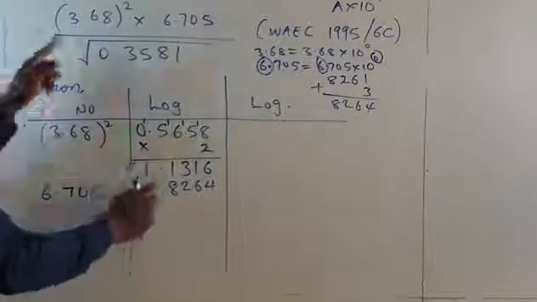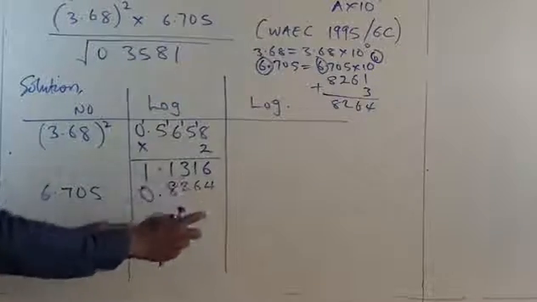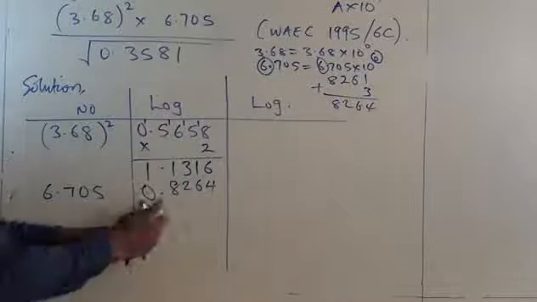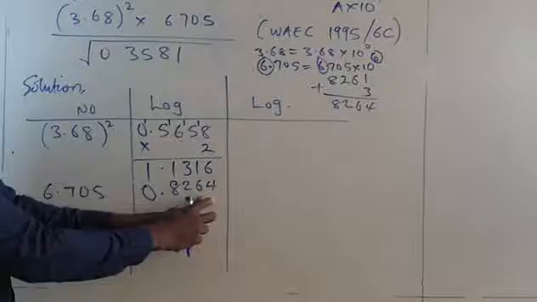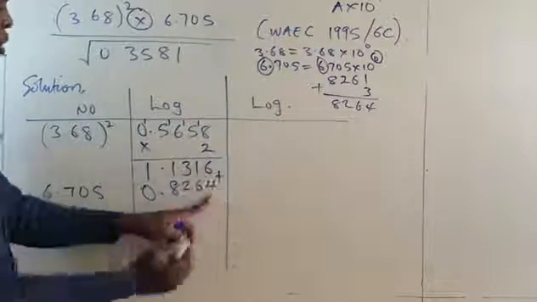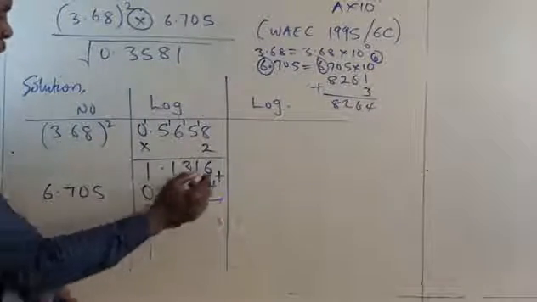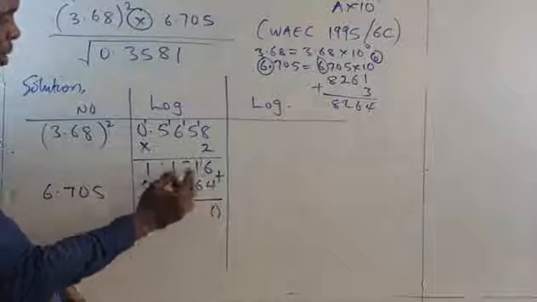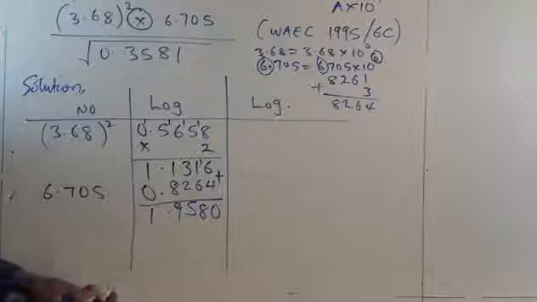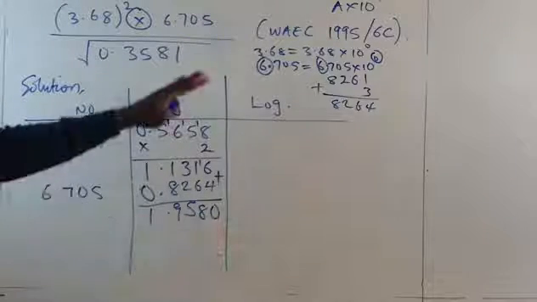So the next thing to do, we are going to operate the first two logarithms. That is log of 3.68 raised to power 2, which is 1.1316, and log of 6.705, which is 0.8264. So the operation here is multiplication, which is going to change to addition. By adding the two together, we have 1.9580. That is for the numerator.